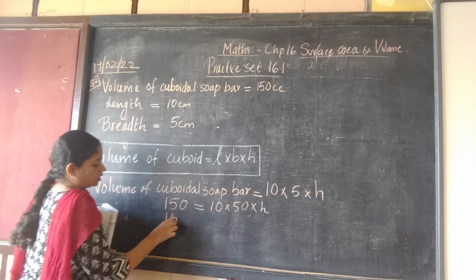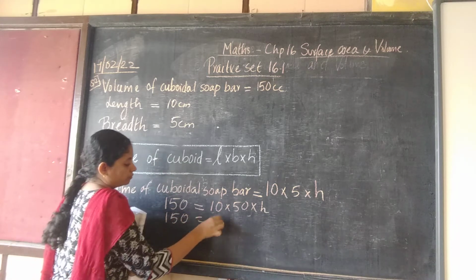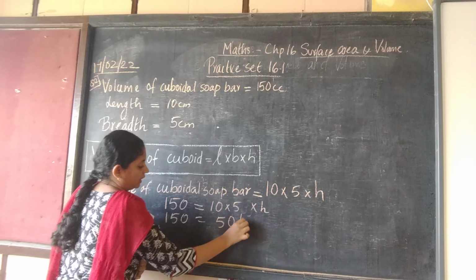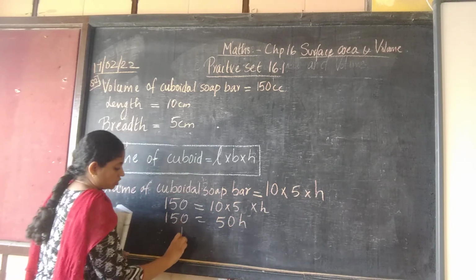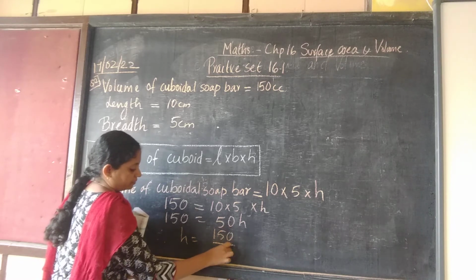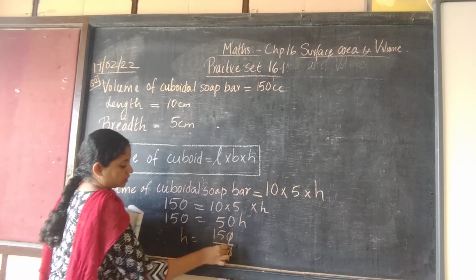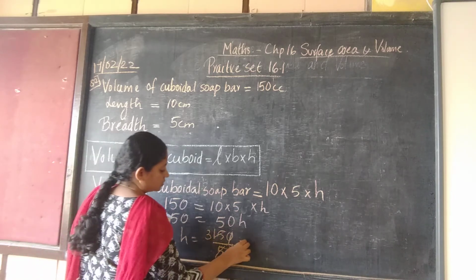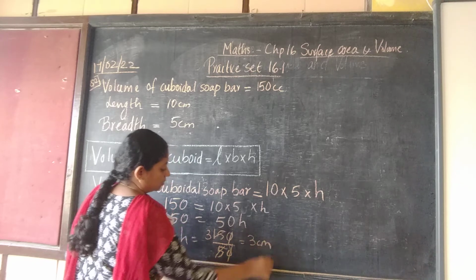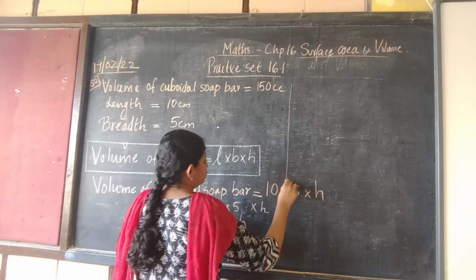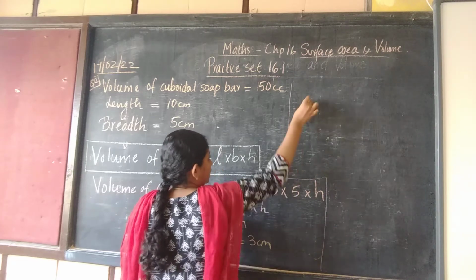So you will get 150 is equal to 10 into 5 into h, that is 50 h. So what is h? That is 150 upon 50. You can cancel zeros. 5 threes are 15. So what is remaining? Only 3. So that is 3 centimeter. So we got the height. Easy it is. So the final answer you have to write as it is a word problem.